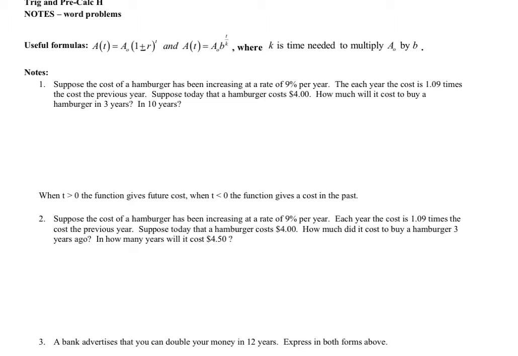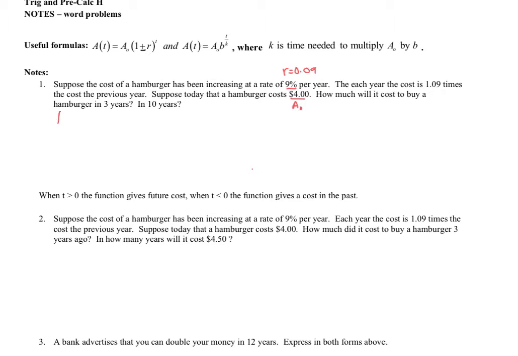So if we take a look at this first example, suppose the cost of a hamburger has been increasing at a rate of 9% per year. So my rate is 0.09. So each year the cost is 1.09 times the cost of the previous year. Suppose today that a hamburger costs $4. That's my initial amount. How much will it cost to buy a hamburger in 3 years or in 10 years?